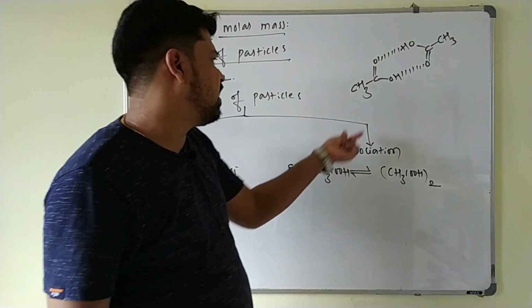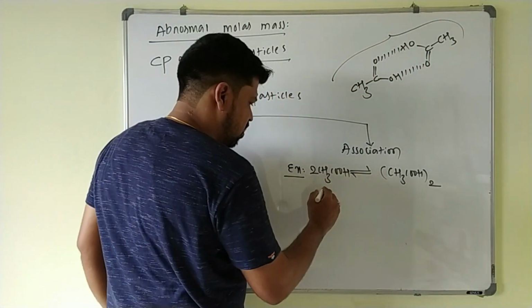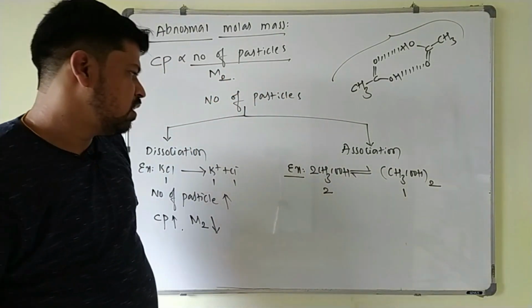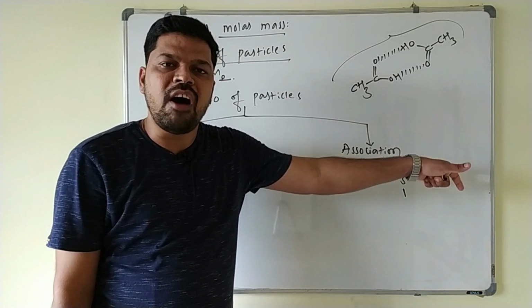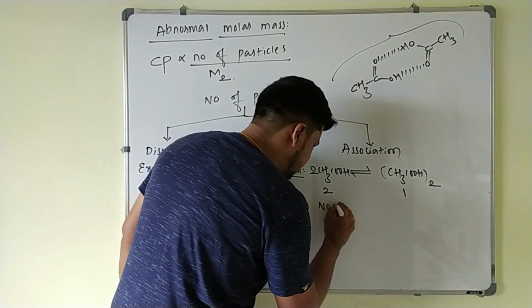So two molecules of acetic acid become what? Only one molecule, so the number of particles decreases. So this is two molecules and this becomes one molecule. Every two molecules become one molecule, 1 mole of molecules becomes what? Half mole. The number of particles decreases here. So the number of particles decreases.